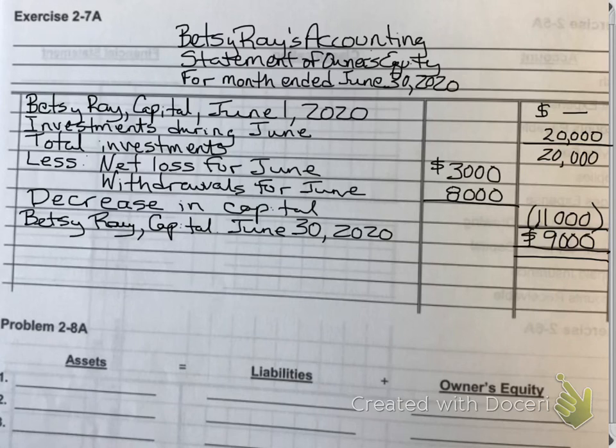For the statement of owner's equity, the first line is always the capital balance for the beginning of the period. So this is the month of June. What if it said for the year ended December 31st? Then the beginning of that period would be January 1st, so that's what would go here. It's always the beginning of whatever period you look at, and the last line is always the last date of the period that you are working with. Okay, so that is exercise 2.7a.